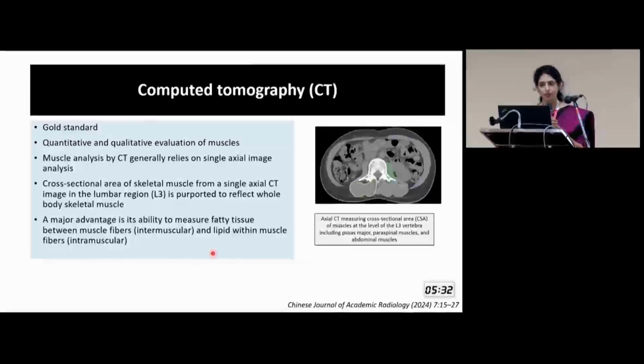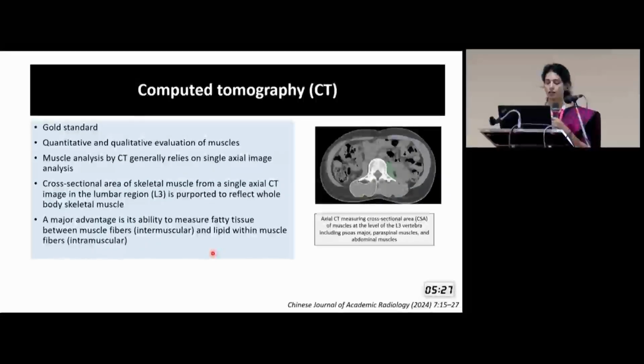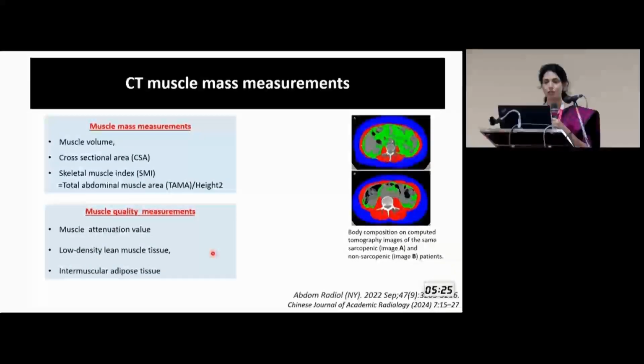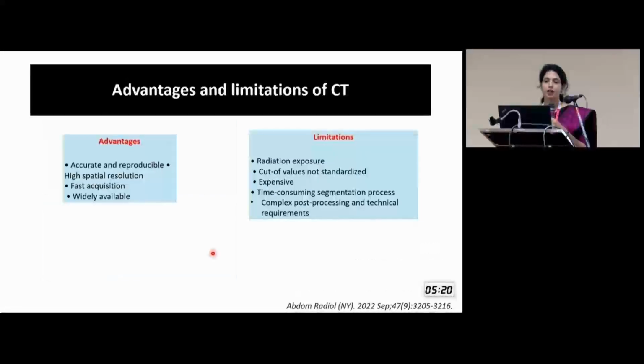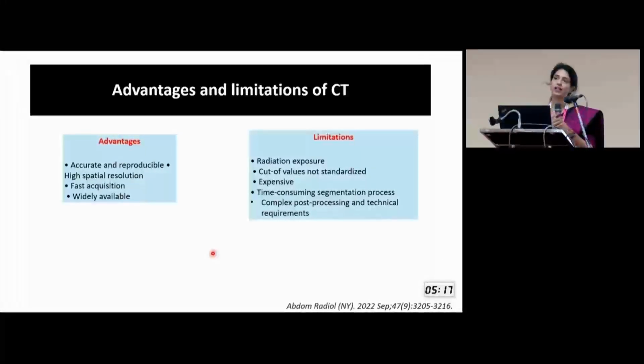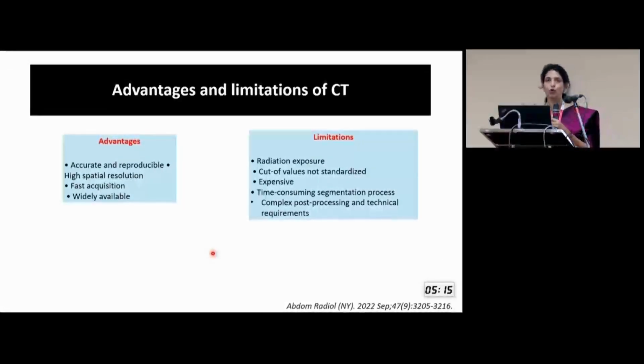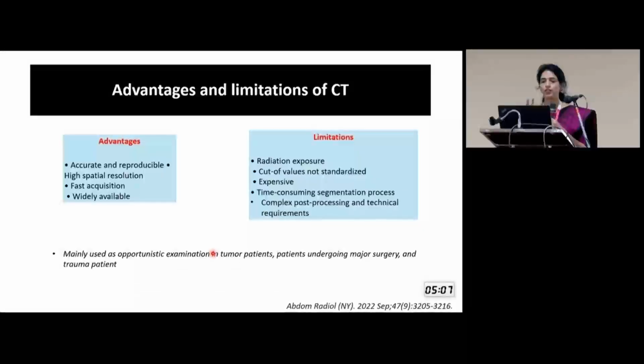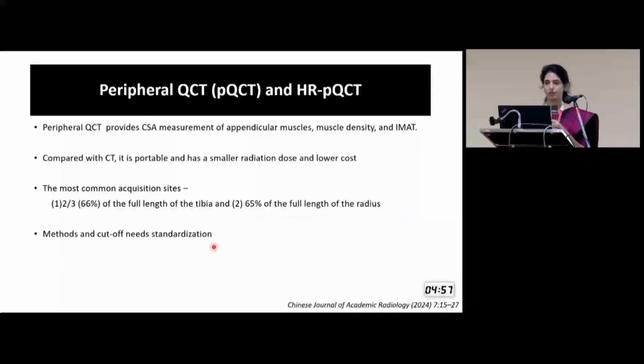CT is again one of the first tools which was used for quantifying muscle mass. Again, you look at the cross-sectional area and then quantify the muscle mass. You can also look at muscle quality parameters like intramuscular adipose tissue, muscle attenuation, etc. And of course, you cannot use it as a clinical tool for assessing sarcopenia because of the radiation exposure, cutoffs that are not standardized, expense, and time consumption. Mostly it is used as an opportunistic examination where you already have a CT of the patient done for some other purpose, like a tumor or trauma, and then you can quantify the muscles and prognosticate the patient.